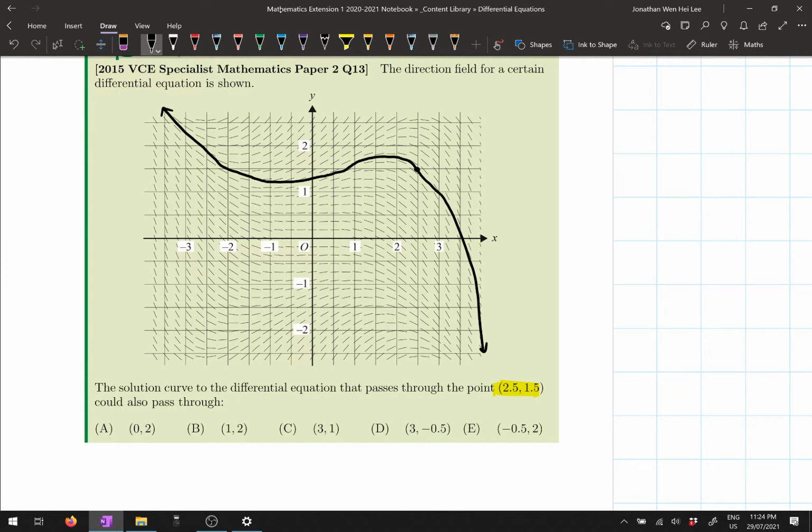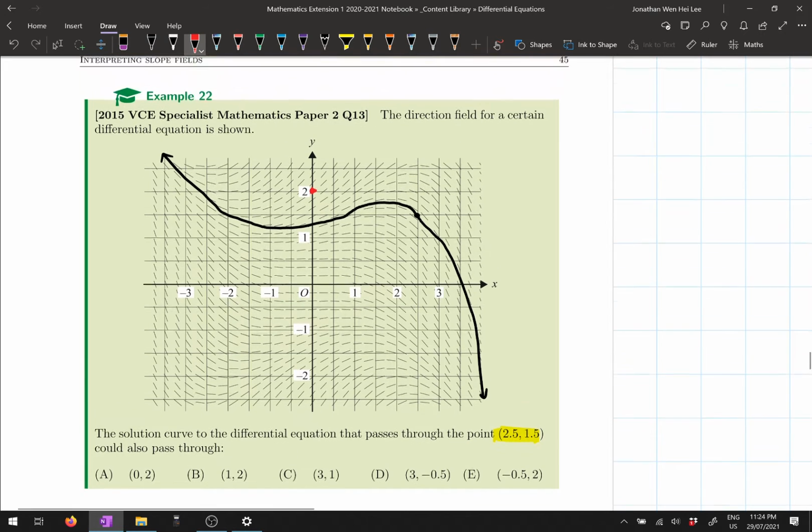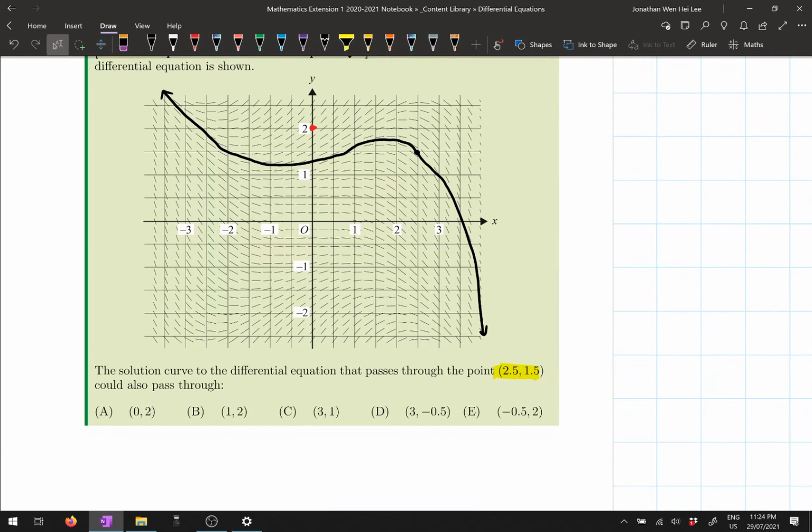So let's start off. First one, A, 0, 2. So 0, 2 is over here. Now notice 0, 2 is not going to go through my solution curve. So I'm just going to ignore that. Okay. Next one is 1, 2. Now 1, 2 is up here. It's fairly close to my solution curve, so it might be the one. But I'm going to be a bit tentative on this.